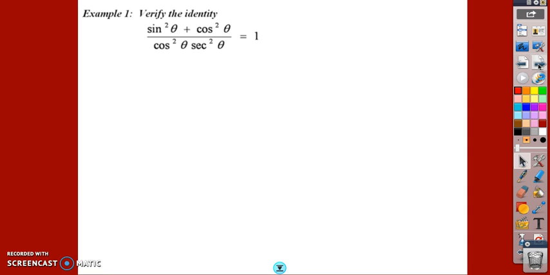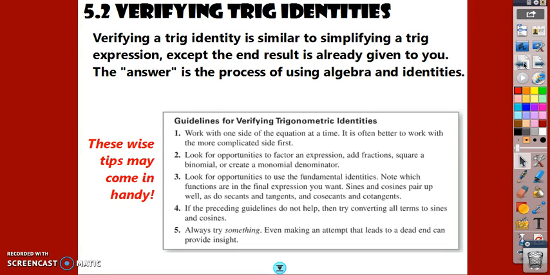We're basically going to, in a way, prove that this is true. We're going to verify that sine squared plus cosine squared divided by cosine squared times secant squared equals 1, no matter what theta is. Some of the keys to doing this well are that you only want to work with one side of the equation at a time. If you're adding something to both sides, you're doing it wrong. This is not really an equation that we're trying to solve, it's something we're trying to verify. I'm just going to do an example, and then these guidelines will probably make more sense to you.